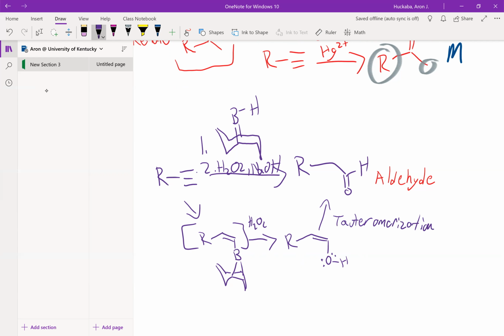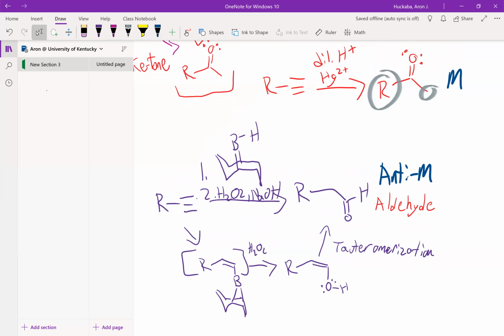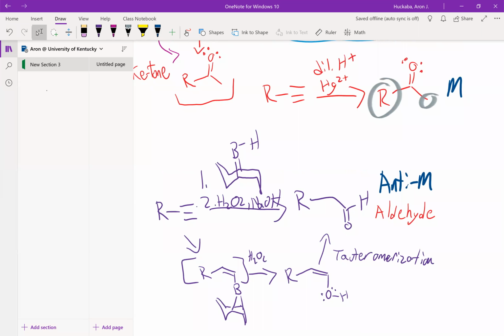This is really the take-home message for this chapter, that we have two ways to hydrate alkynes, either Markovnikov or anti-Markovnikov. One either with dilute acid and mercury, or one with a specialized boron reagent in a hydroboration oxidation event. So that was chapter 9.7.